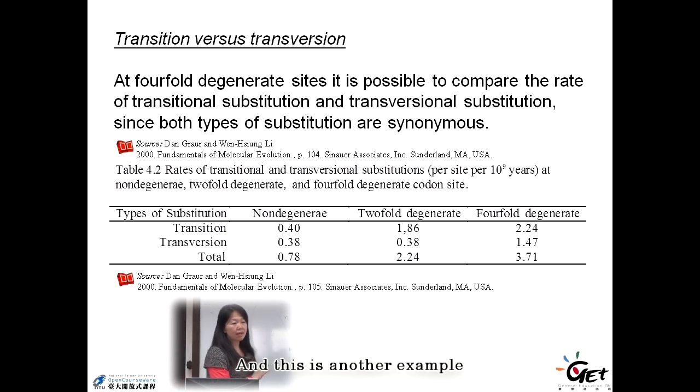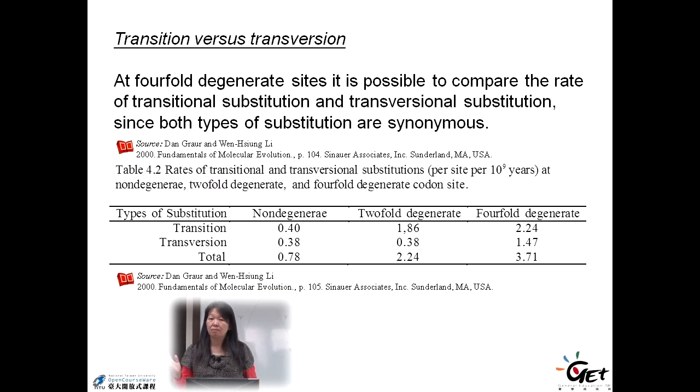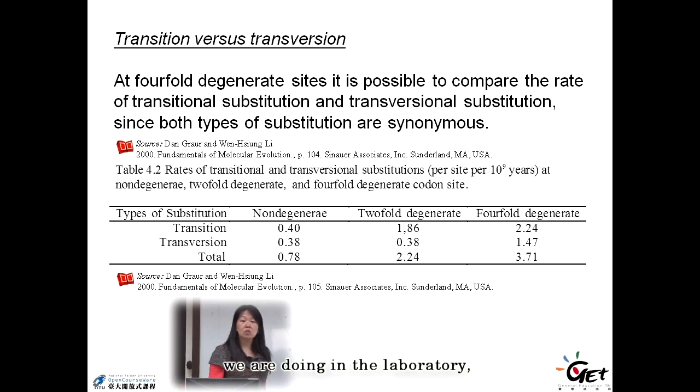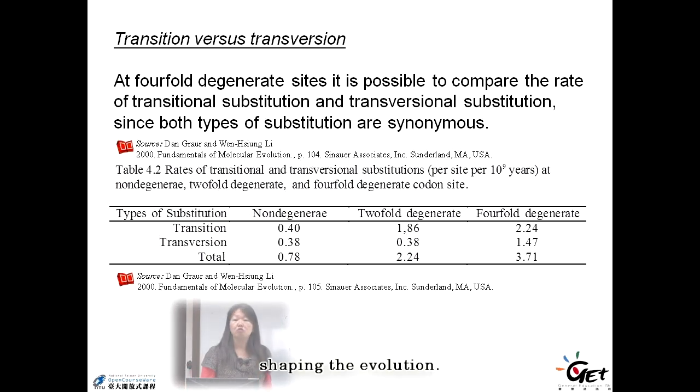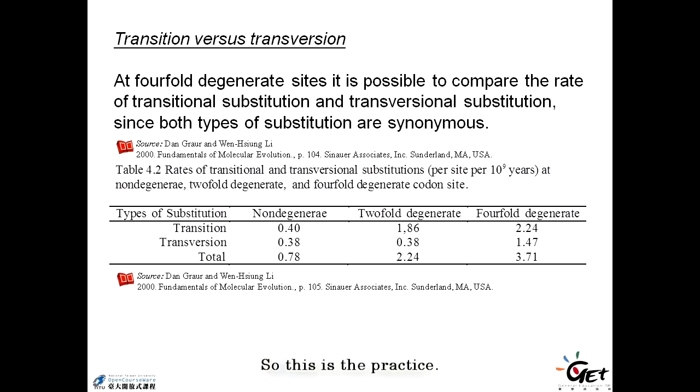And this is another example. We observe the rate differences between transition and transversion, which we already know. But what does that mean? And why sometimes are they very similar when we dissect into different categories? That is a lot of what we do in the laboratory: try to look at the numbers and figure out what the underlying mechanism shaping the evolution is. So this is the practice.